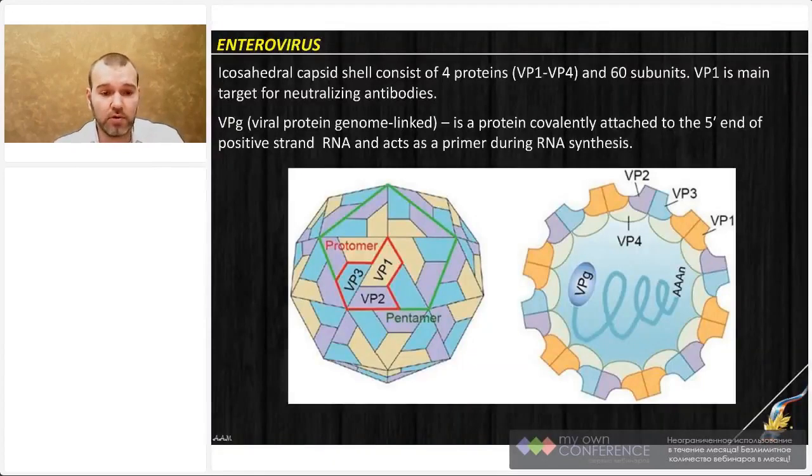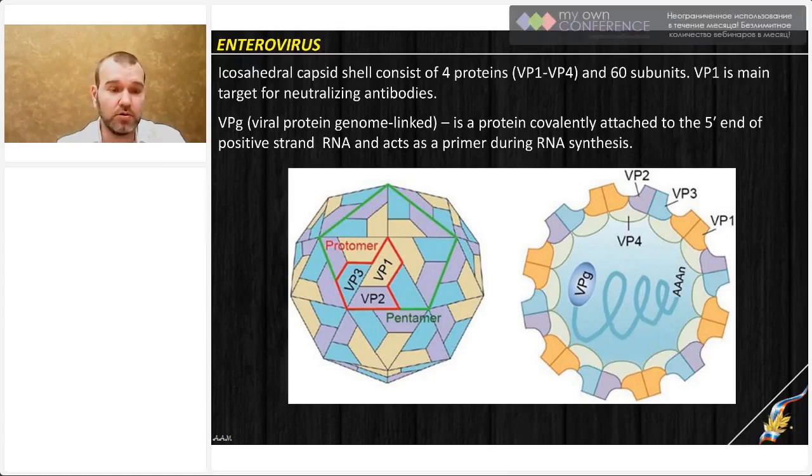The structure of the virus is unique. The virus has 4 viral proteins, abbreviated VP1 to VP4. Three viral proteins are located on the surface of the virus, and the fourth one is located within the capsid. Viral protein 1 is the main protein used in diagnosis of diseases, and it is the main target for neutralizing antibodies in the host organism, in human or animal organisms.